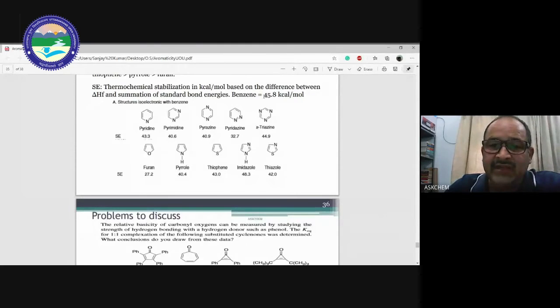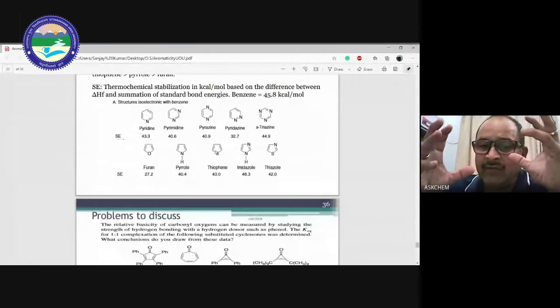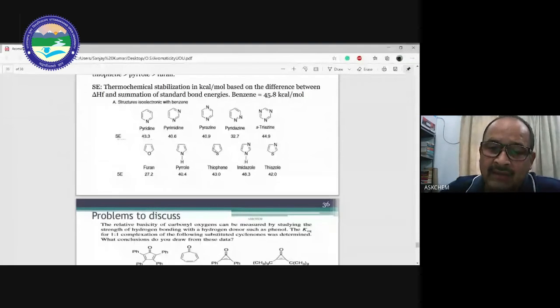And see, the case of benzene is 45.8 kilocalories per mole, that is the stabilization energy on the basis of heat of formation calculation. Why thiophene is most aromatic out of these heterocycles is because sulfur is a bigger atom. So the bond angle, that is the carbon-carbon-sulfur angle, is largely flanked on both sides. The angle is not exactly 120, it's a distorted angle, much less than 120, and that's why sulfur releases some angle strain and provides maximum delocalization, and that's why thiophene is said to be the most aromatic out of furan and pyrrole.